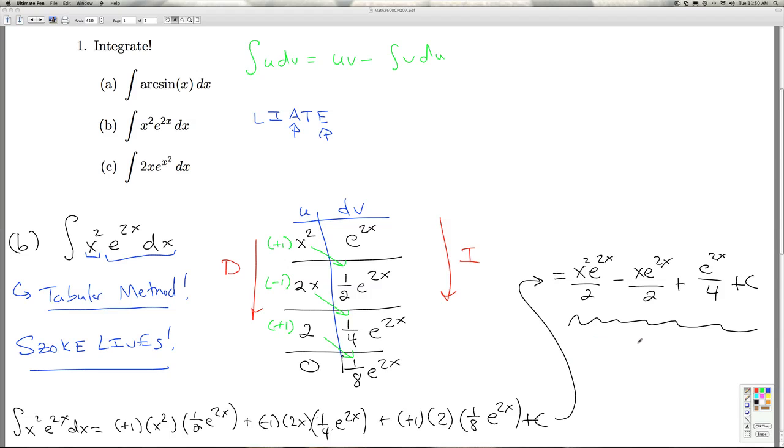And you're invited to check the answer by taking the derivative. And since we've effectively done integration by parts twice here, you're going to see we have two product rules we have to take care of. That'll do it for part B.